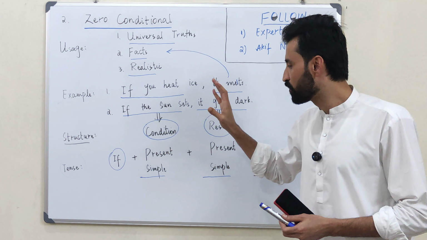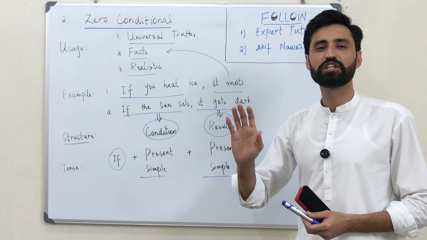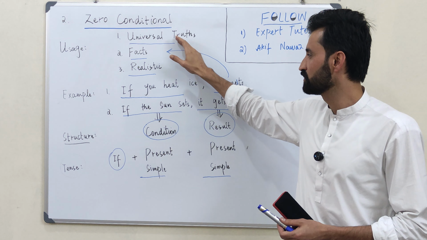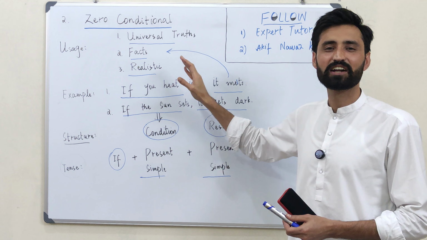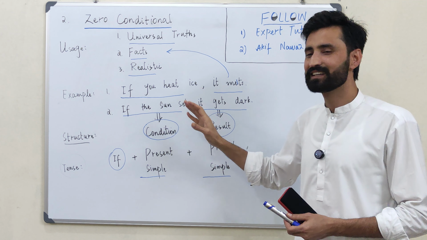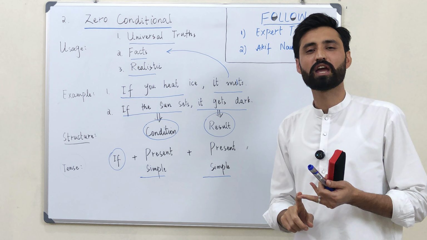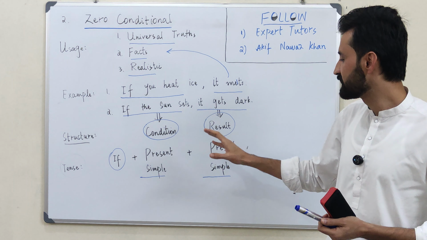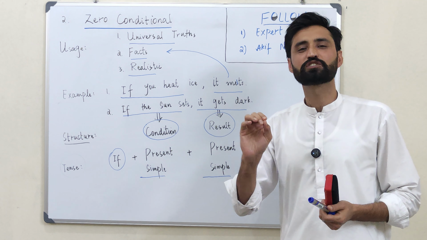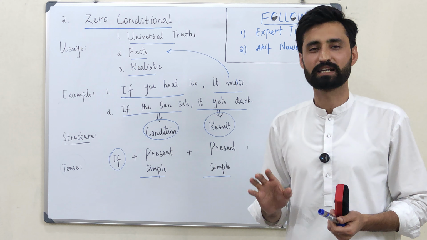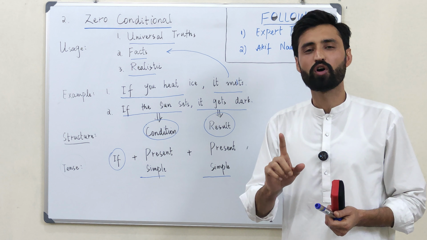So I hope you have got the idea that in zero conditionals we talk about universal truths, facts, and things that are realistic in nature. The structure is that we have a condition and at the same time a result, and the tense is that both clauses must be written in present simple tense. So I hope you have got the idea.